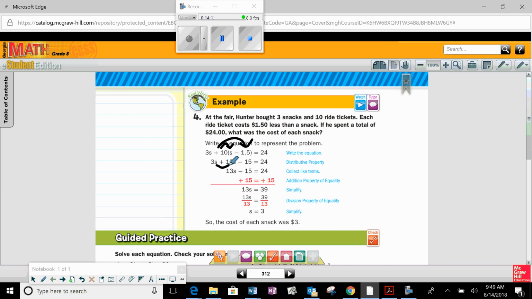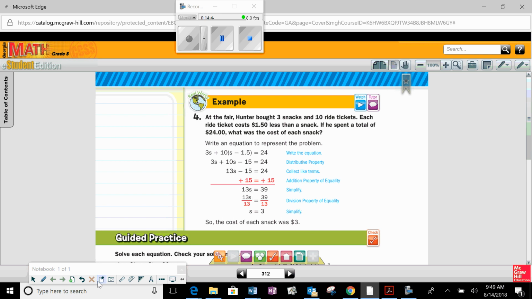So we have 3s plus 10s is 13s minus 15. Bring down the 24. So we have not done anything to the right-hand side. Now we cross the line, so we're going to use properties of equality, and we're going to add 15 to both sides. 24 plus 15 is 39. Then we use the inverse operation of multiplying by 13, so we're going to divide by 13, and we get s equals 3. So that means each snack costs $3.